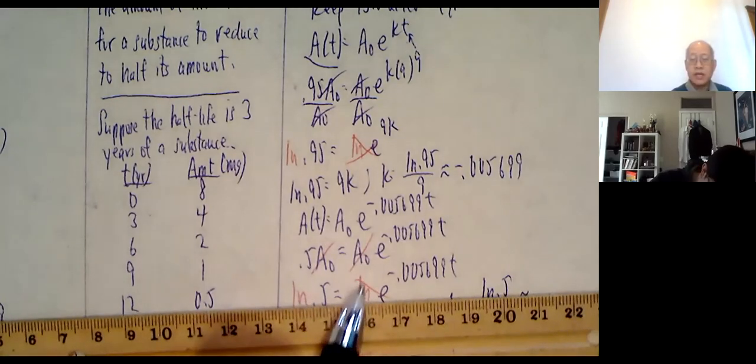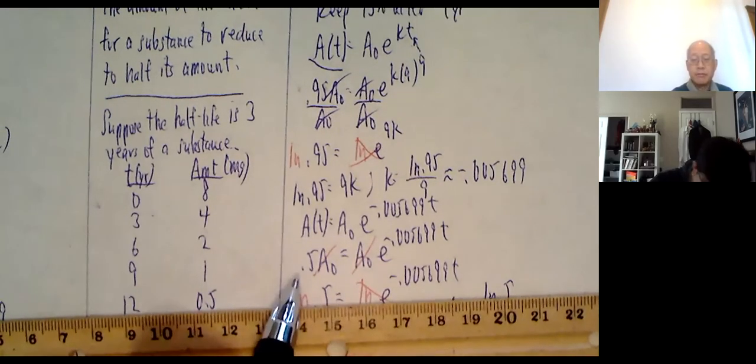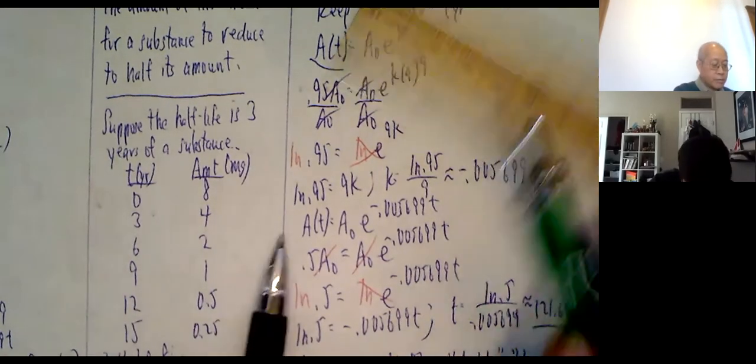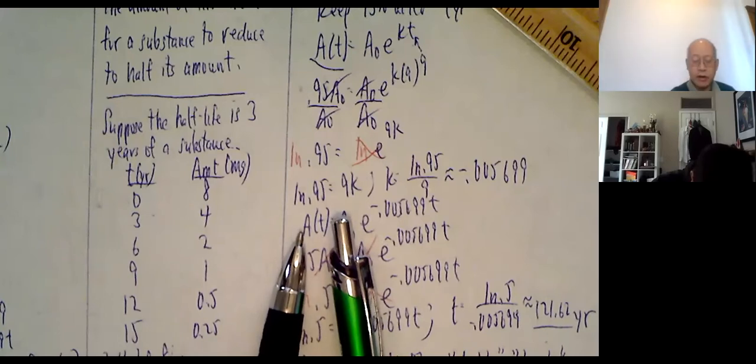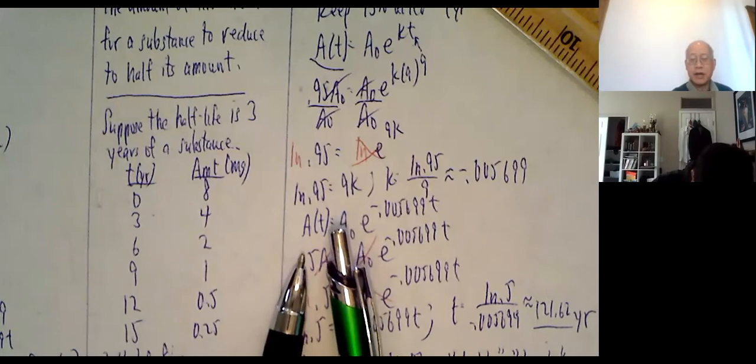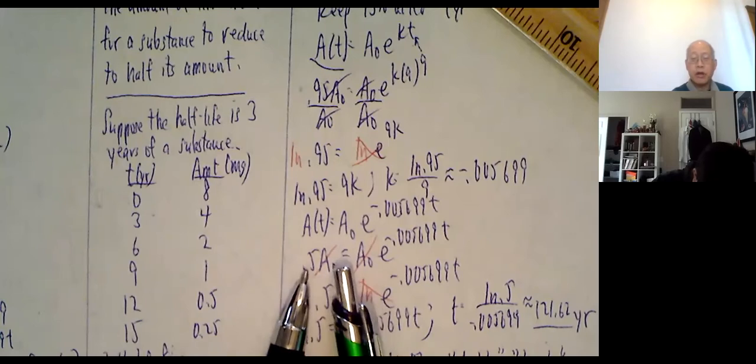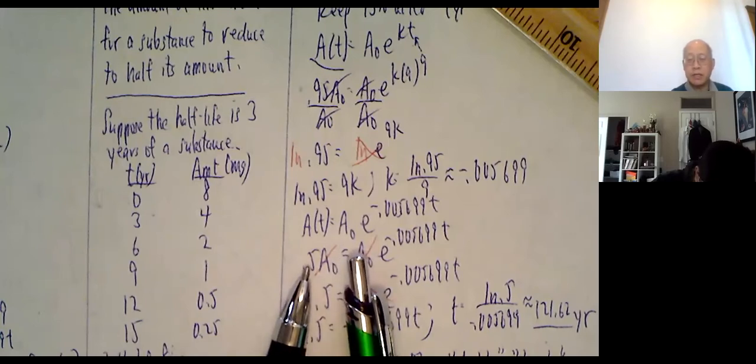ln 0.5 is, oh, sorry, ignore the red temporarily. But yeah, I get ahead of myself. After a while, you already know there's going to be an ln there, so I just put it. So I had to stop myself. So 0.5 equals e to the negative blah, blah, blah t.